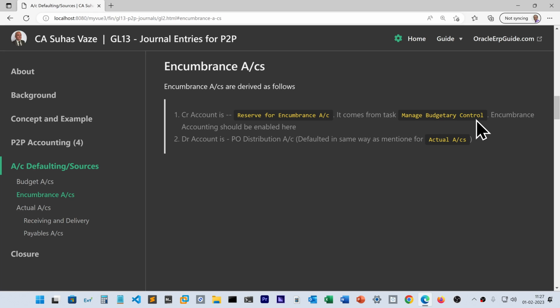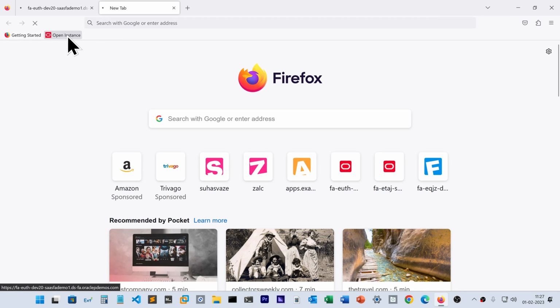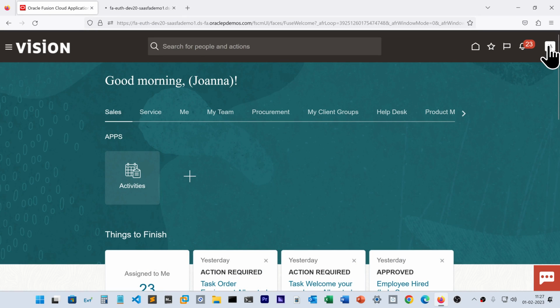Let us go to this manage budgetary control task in our instance. Let us open the instance in another tab, or maybe this is open here.